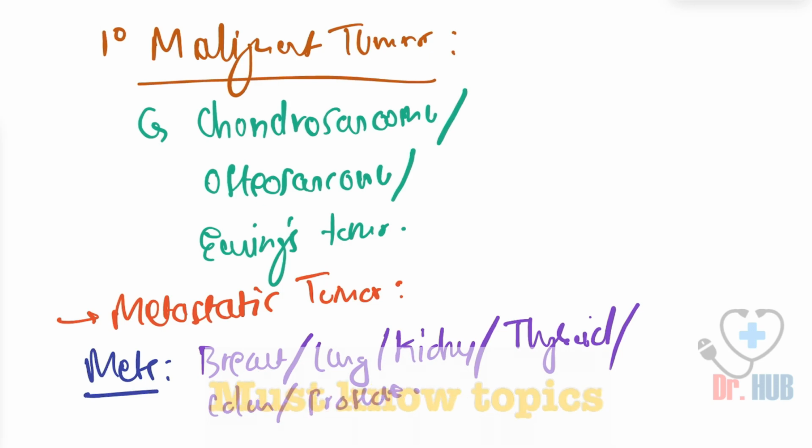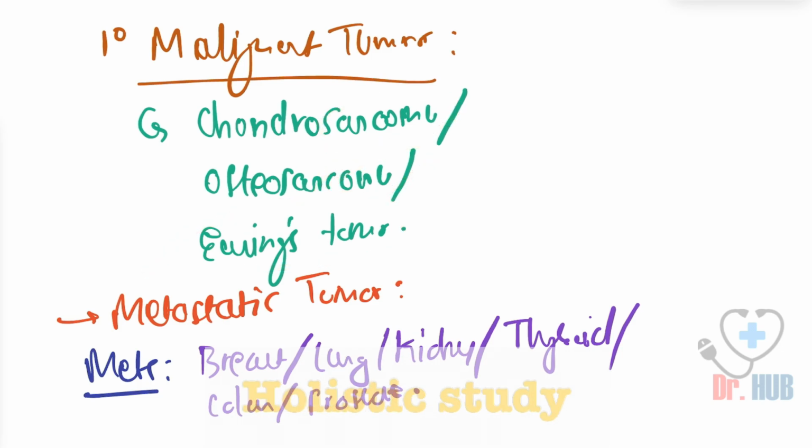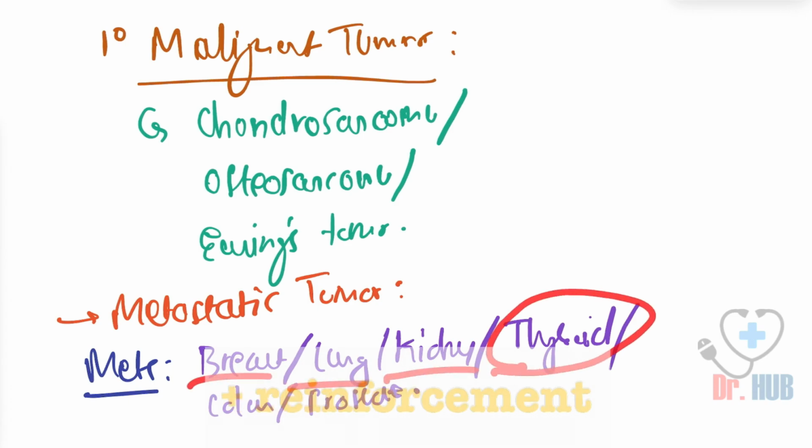Just to recap, we saw the primary malignant tumors. The conditions include chondrosarcoma, osteosarcoma, so basically the sarcomas, and also Ewing's tumor. Then the metastatic tumors include metastasis from the breast, lung, kidney, thyroid, colon, and prostate.